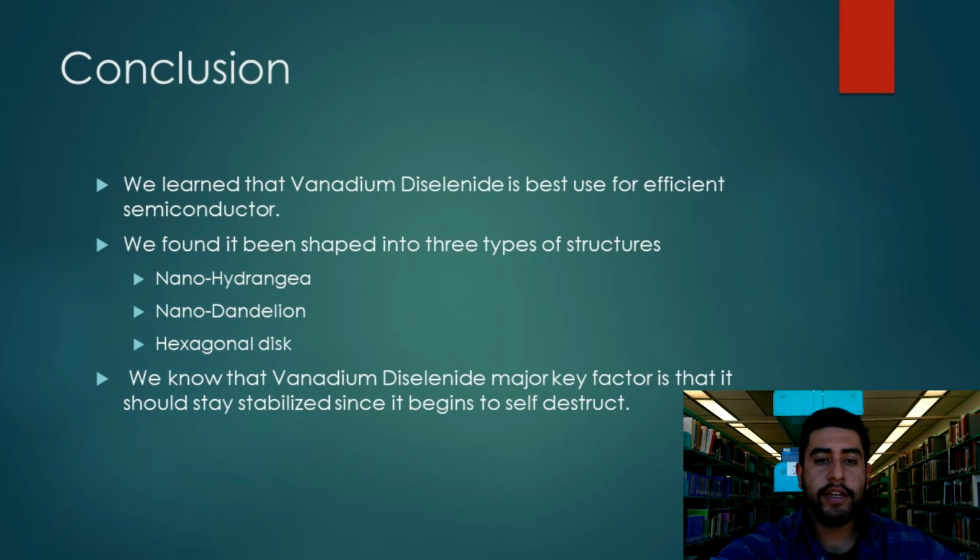We know that vanadium diselenide's major key factor is that it should stay stabilized, since it begins to destroy itself. But thanks to photocatalysis, it helps prevent the decomposing of itself. Vanadium diselenide is a very interesting element that took several years to synthesize, but now has made other mechanisms more efficient. This concludes our presentation.